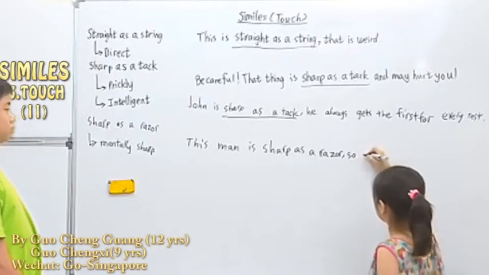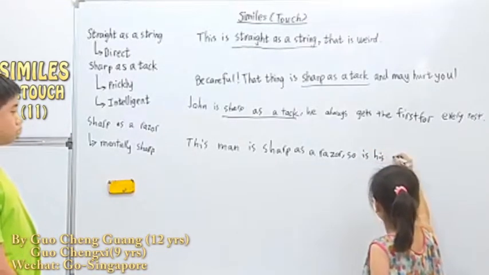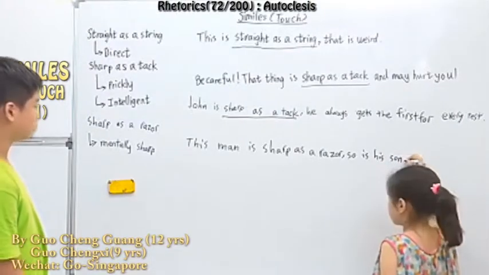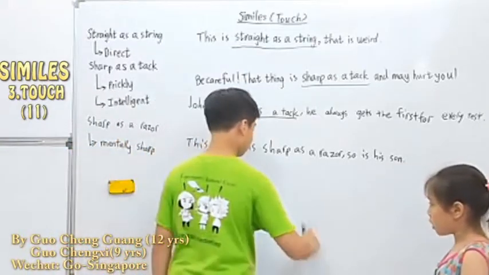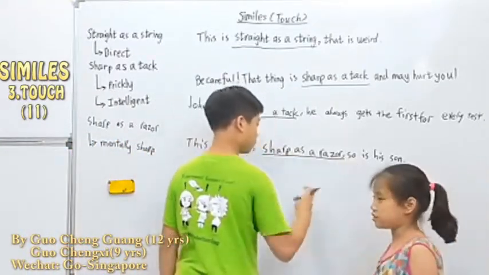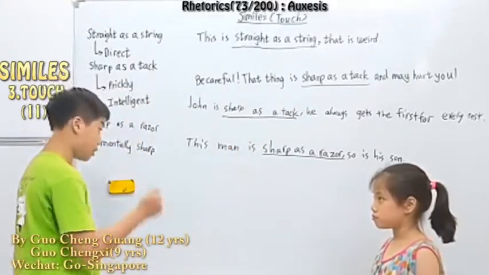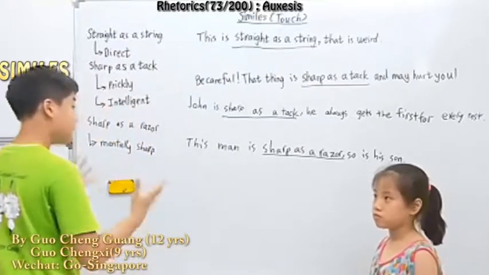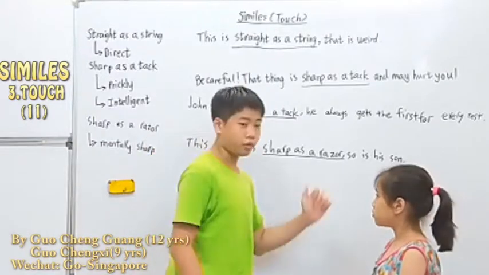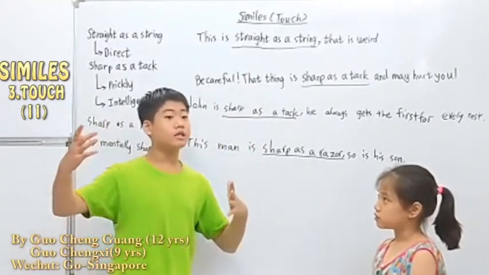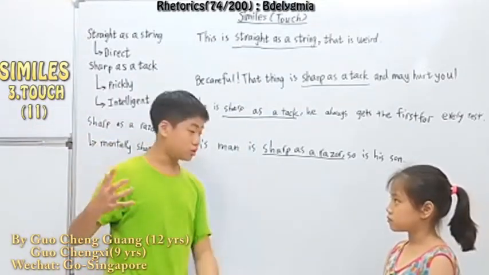So is his son. So if you want to add more, you can say that the son is just the chip off the block. Yes, you mentioned one of those types of metaphors, right? This man is sharp as a razor. So is his son. So it's something like a father-son relationship, right? Yep. The father is clever, the son is also clever.